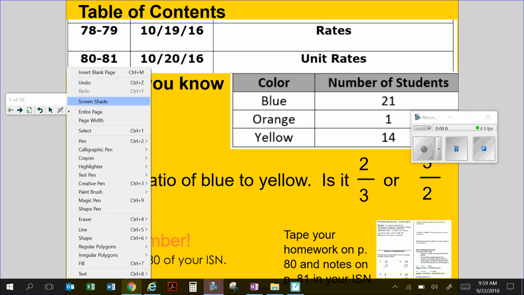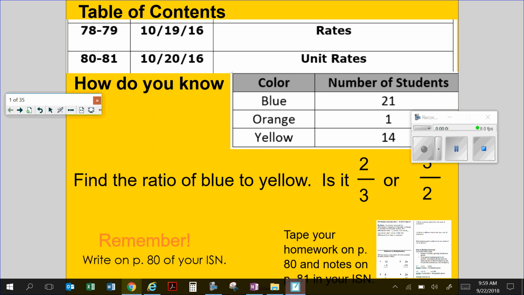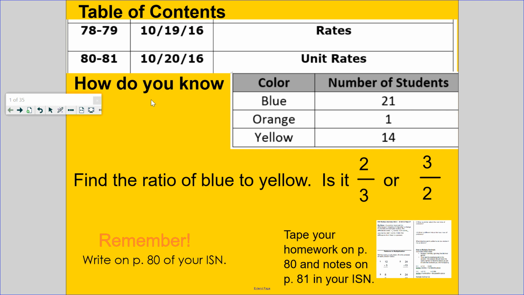Welcome. This video is over unit rates. So we're going to be talking about unit rates and rates. So let's look at our number routine before we even begin. How do you know? This is a table.